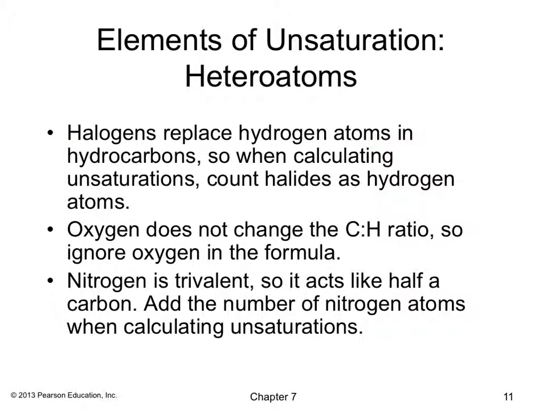In terms of heteroatoms, halogens replace hydrogen atoms in the hydrocarbons, so when calculating unsaturation, you count halides as hydrogen atoms. Oxygen does not change the carbon-hydrogen ratio, so ignore it. And nitrogen is trivalent, so it acts as half of a carbon. So what you want to do is add the number of nitrogen atoms when calculating unsaturation.